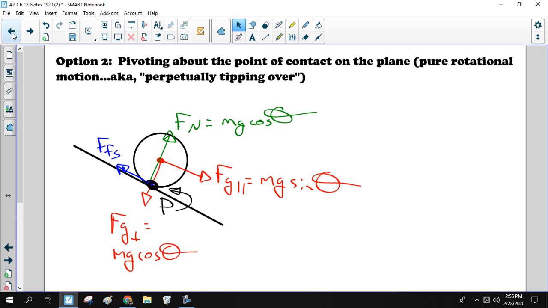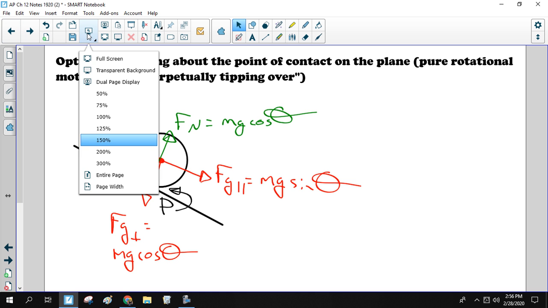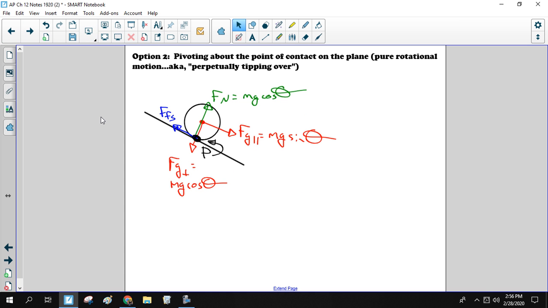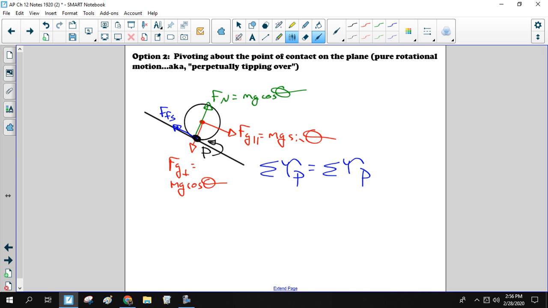So let's write an expression for the net torque about that point. This is really neat how this one works. So the net torque about my pivot point, you got to be careful though. So I times alpha equals net torque.